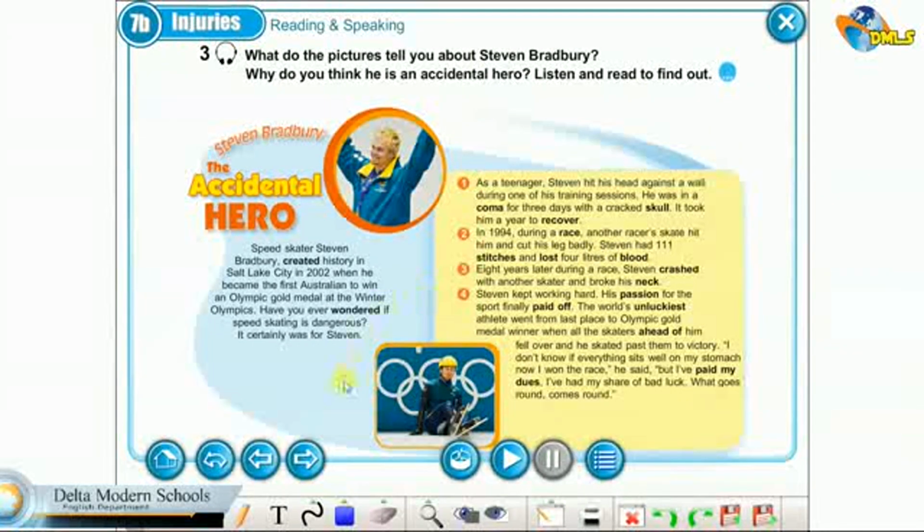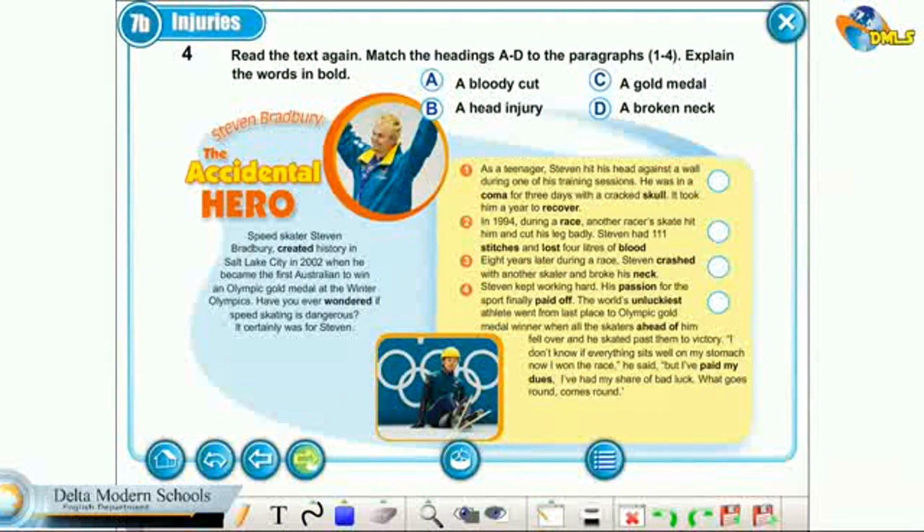Okay, let's move to question number 4. Here, read again and match the headings from A to D to the paragraphs in the text. What are the headings again? A bloody cut, a head injury, a gold medal, a broken neck. You have 1 minute to answer this exercise.